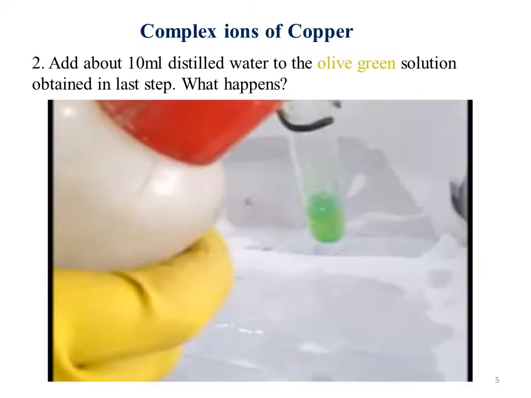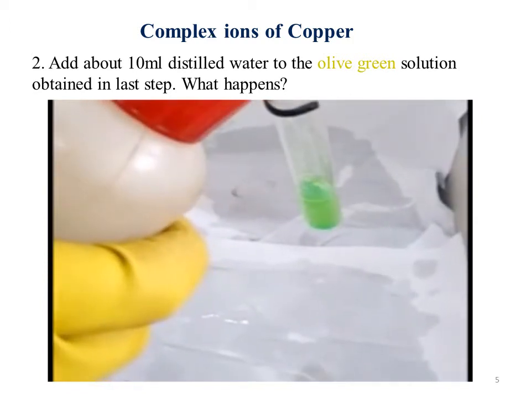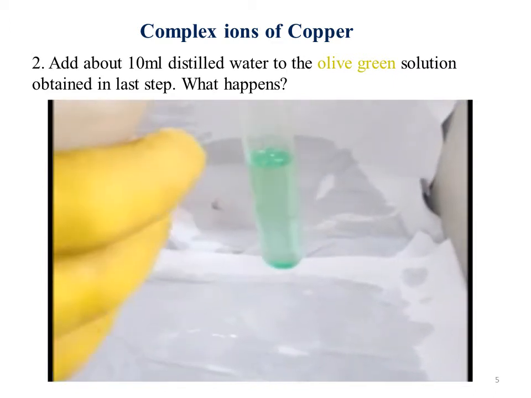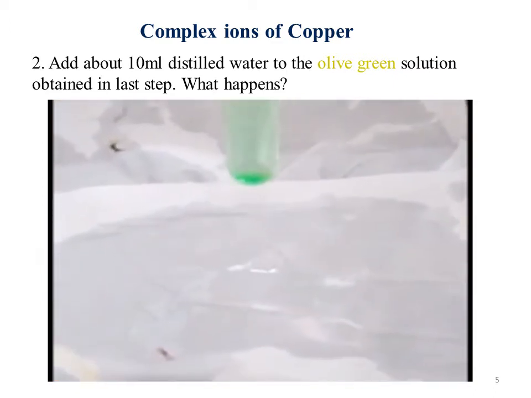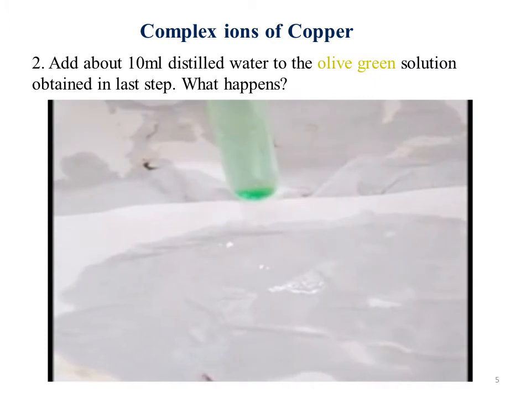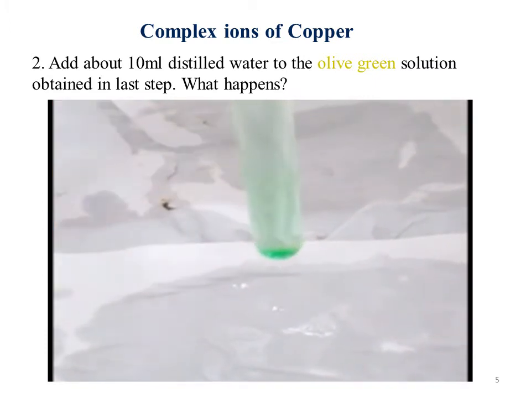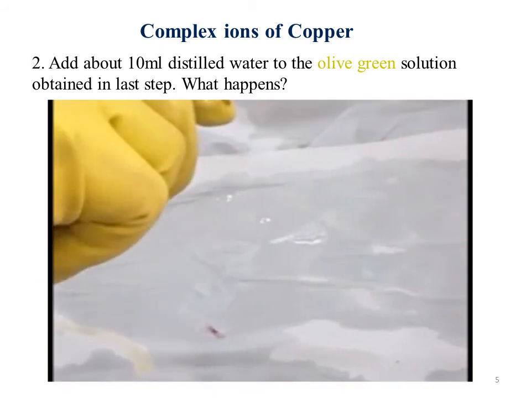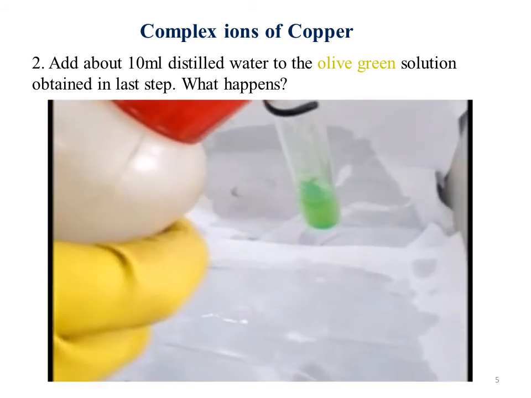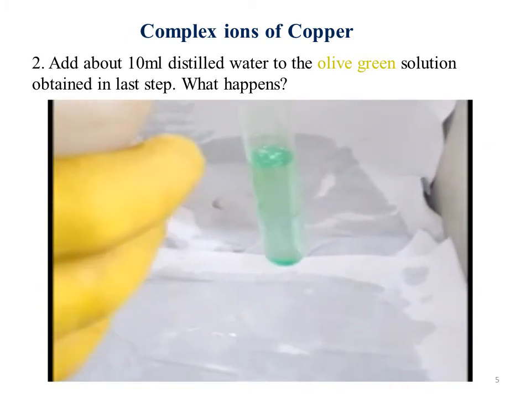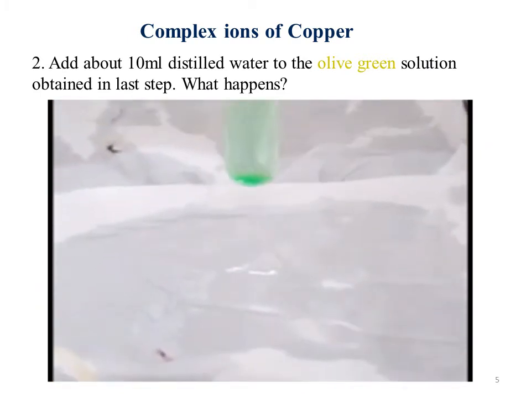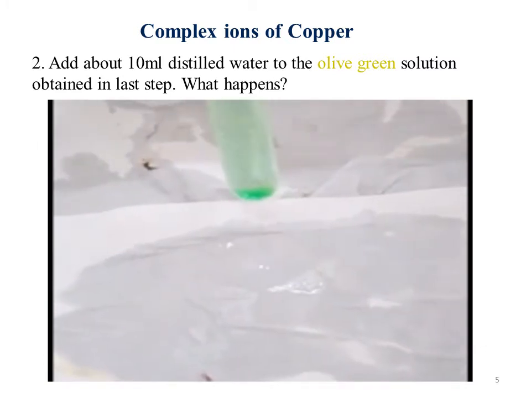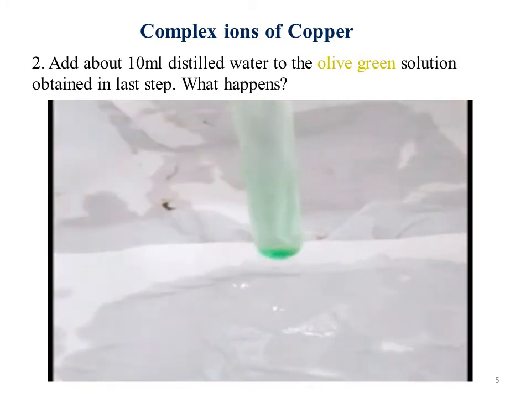You have to add about 10 ml distilled water to the olive green solution that was obtained in the last step. Now watch this video to see what happens when the distilled water was added to the olive green solution. You can see the solution turned to a sky blue solution. That means the tetrachlorocuprate 2 ion was transformed to some other compound. What is that compound? You will see in the chemical equation.